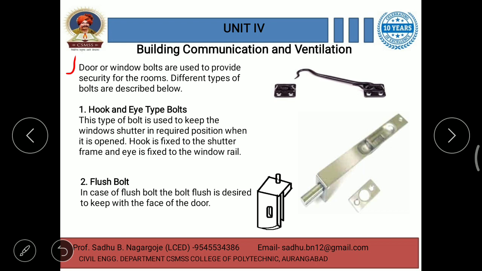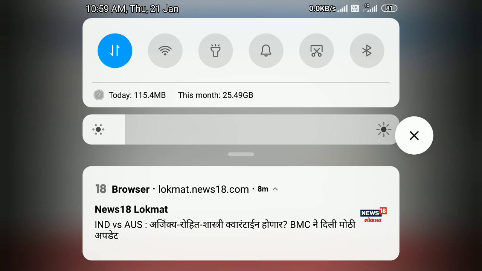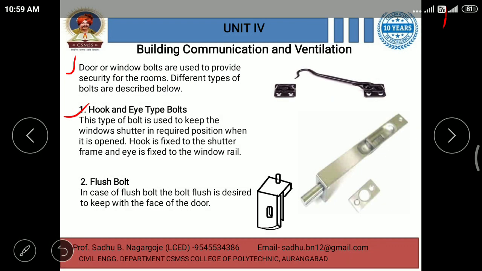The first type of bolt is the hook and eye type bolt. This type of bolt is used to keep the window shutter in the required position when it is open. The hook is fixed to the shutter frame and the eye is fixed to the window rail. So this is the first type of bolt, the hook and eye type bolt.